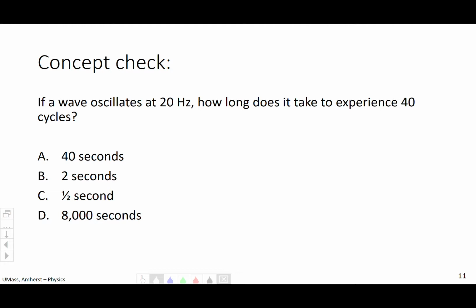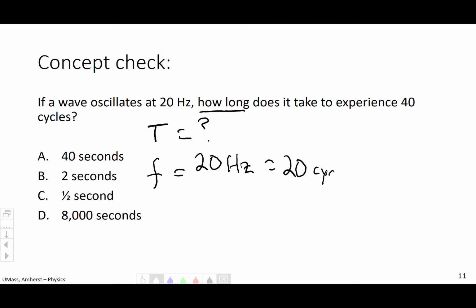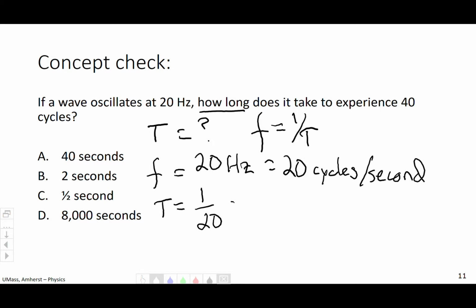We want, well, first of all, how long? What we want is time, right? We want time. So we're going to start with frequency equals 20 hertz. That is 20 cycles per second. And if frequency is 1 over the period, that means that the period is 1/20th of a second.